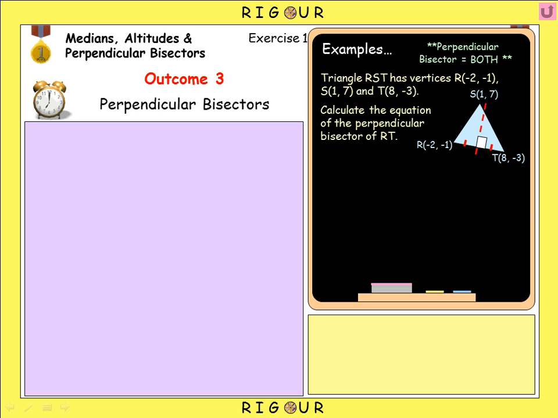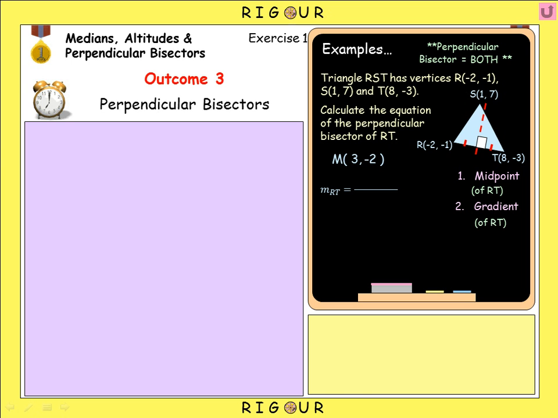So the only point we can calculate is the midpoint, and in this case it would be of R and T. So minus 2 add 8 is 6, and if we half it gives us 3, and minus 1 plus minus 3 gives us minus 4, and if we half that we get minus 2. So now we have our point, we have to get the gradient. But first, before we can get the gradient of the perpendicular bisector, we must get the gradient of RT.